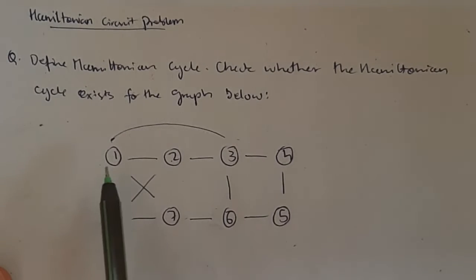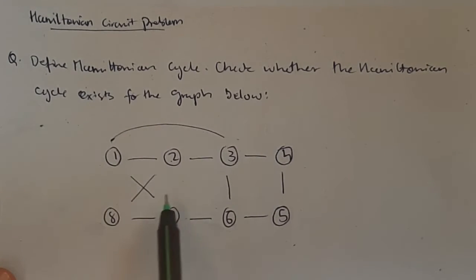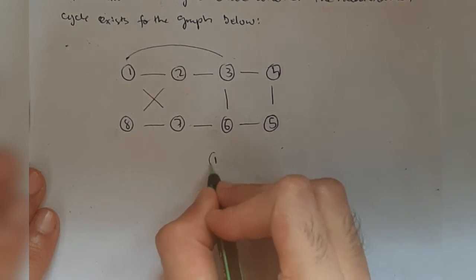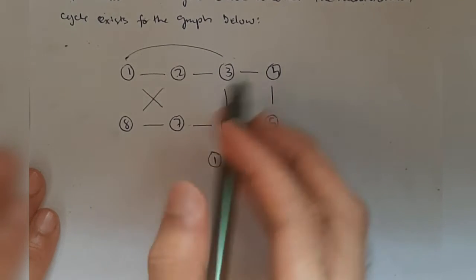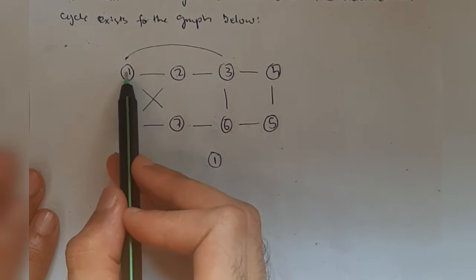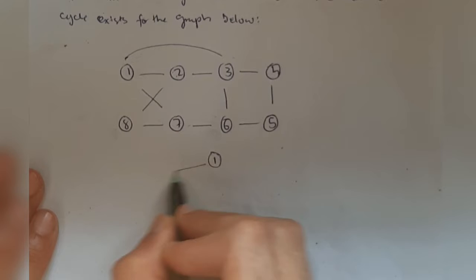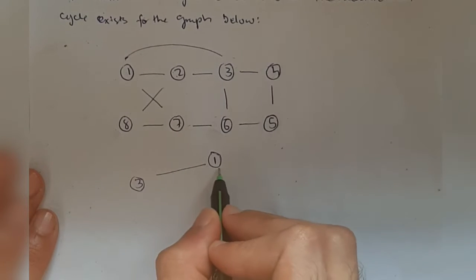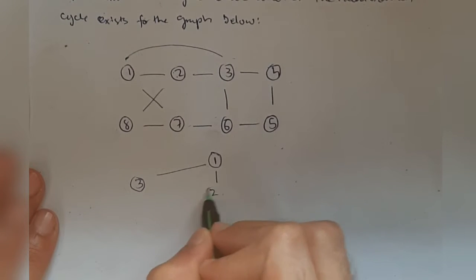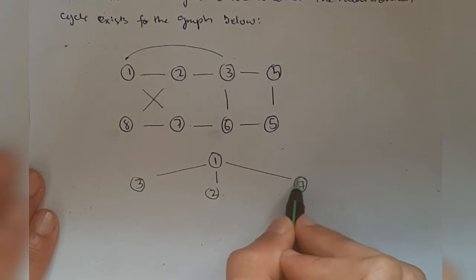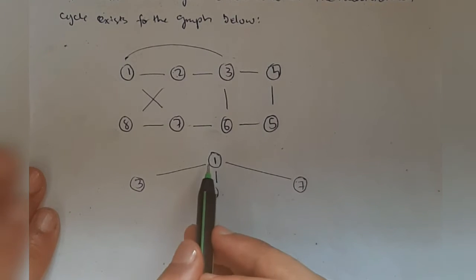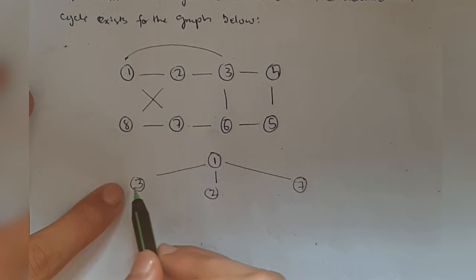Initially I'll be starting from vertex 1. You can start from any vertex. Okay, so I'll be starting from vertex 1. I'll be writing here 1. Okay, now from 1 where all I can go: 1 to 3, 1 to 2, 1 to 7. So I have three possibilities: 1 to 3, 1 to 2, and 1 to 7. Okay, now I'll be choosing one and going with that one.